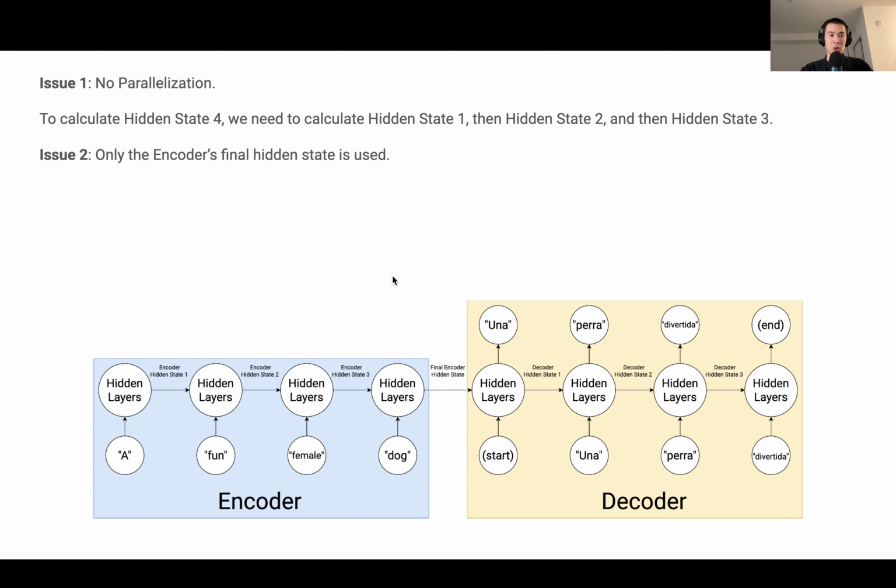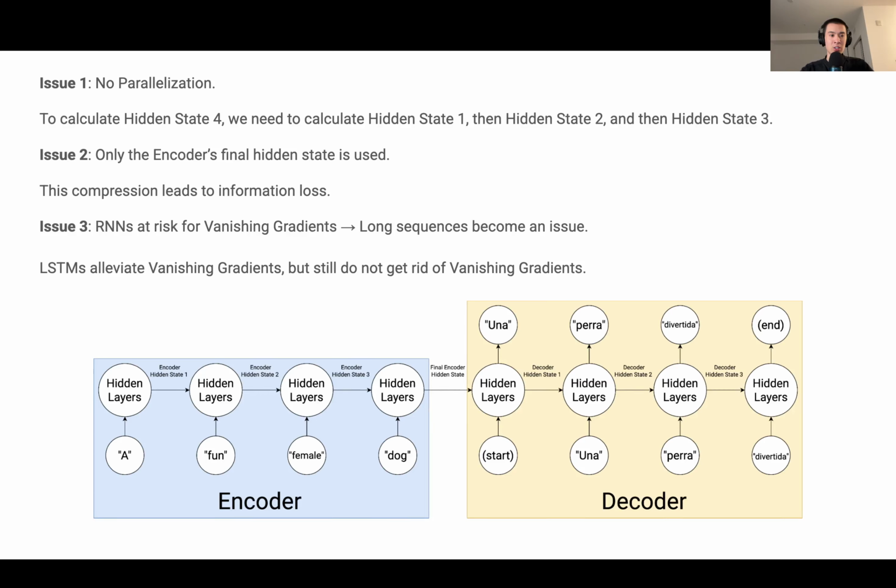Issue 2, only the encoder's final hidden state is used, as you can see right here. This compression leads to information loss. Issue 3, RNNs are at risk for vanishing gradients, or put more simply, long sequences become an issue. Now, earlier in the course, we did talk about LSTMs. LSTMs alleviate vanishing gradients, but still do not get rid of vanishing gradients.